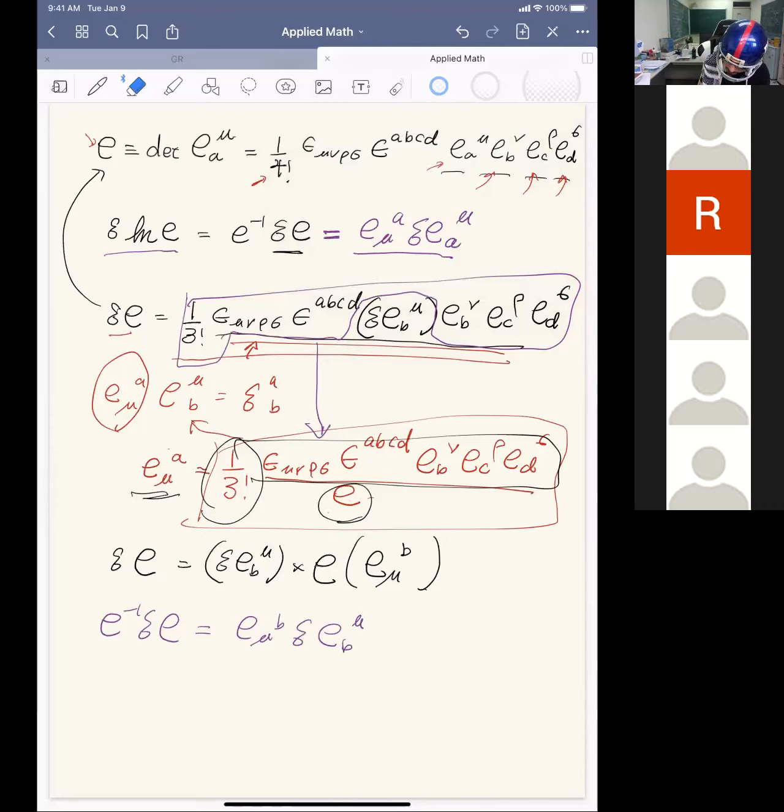Okay, good. So using this kind of argument, you can immediately see that the variation of log E is just E^μ_A times the variation of E_μ^A. Why do I write it in this form? Because I know what the variation of E_μ^A is. We know what the gauge transformation is. Therefore, I can write, so let me just erase this. We're not going to use this anymore.